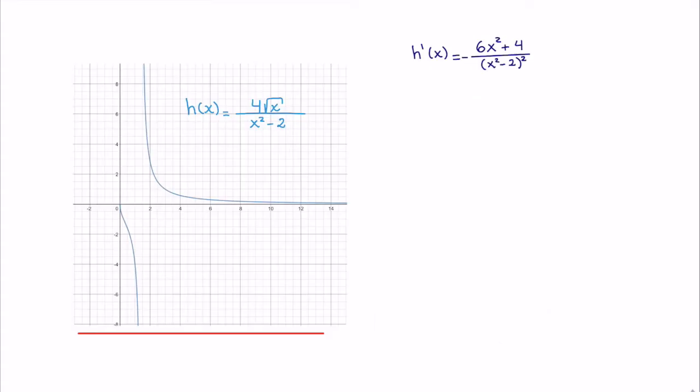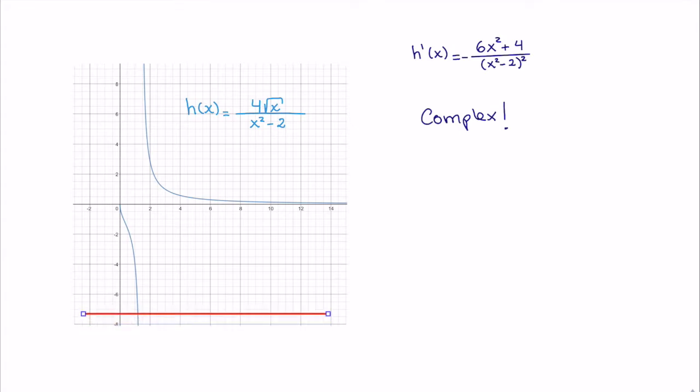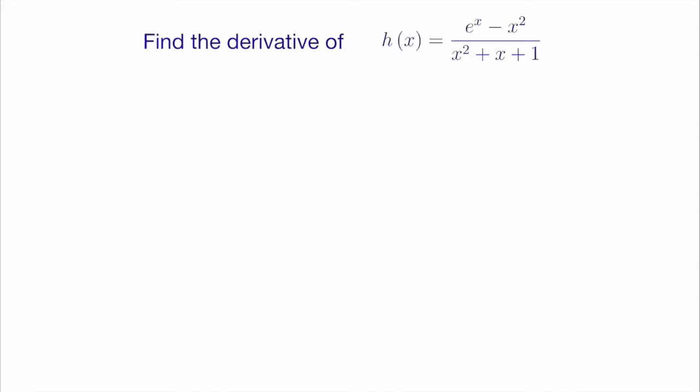Here you go. This is the graph of our original function, h of x. There you see the derivative, and you see that the only solution is a complex solution. So we don't have horizontal tangents. A horizontal tangent would look like this horizontal red line, and you go over the entire graph, and it is not tangent at any point to that graph. Okay, let's work our last example.